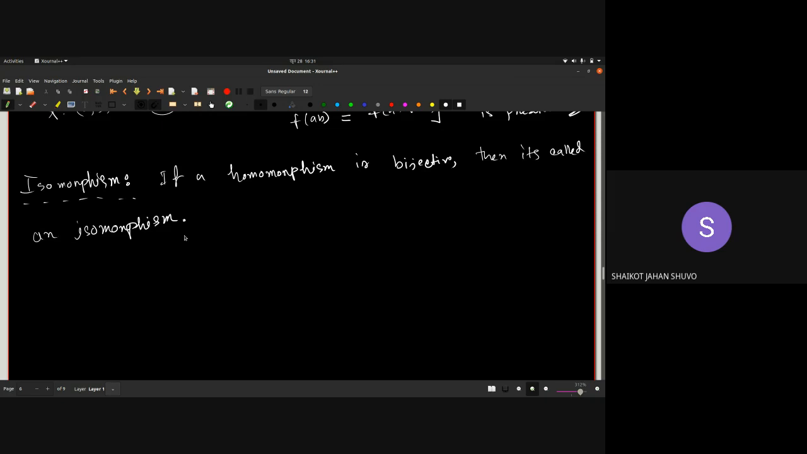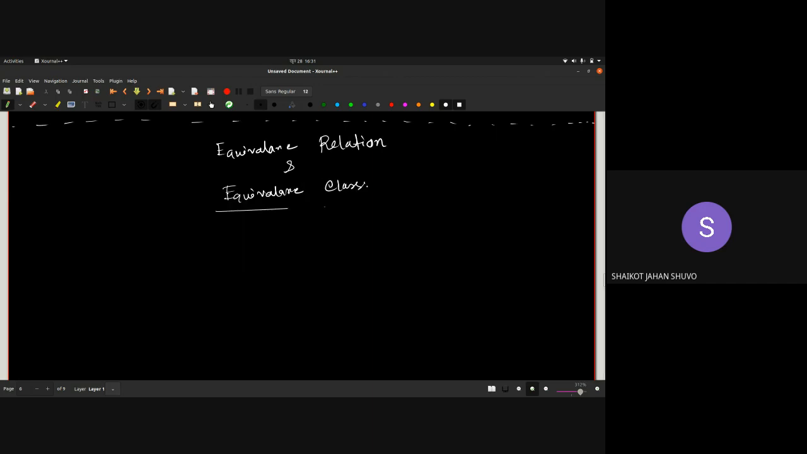Okay. The next thing we want to discuss is something pretty nice, and I think it's pretty new, unless you are already familiar with some advanced topological stuff. We want to discuss something called an equivalence relation and equivalence class. So what is the equivalence relation?